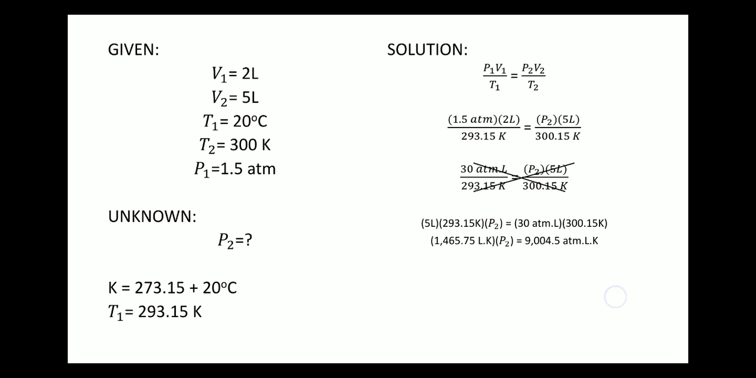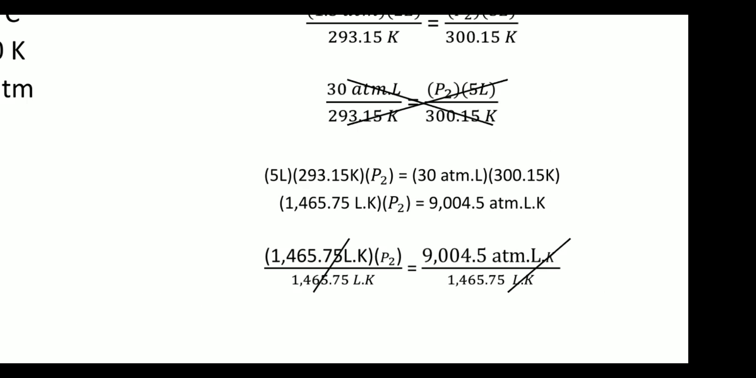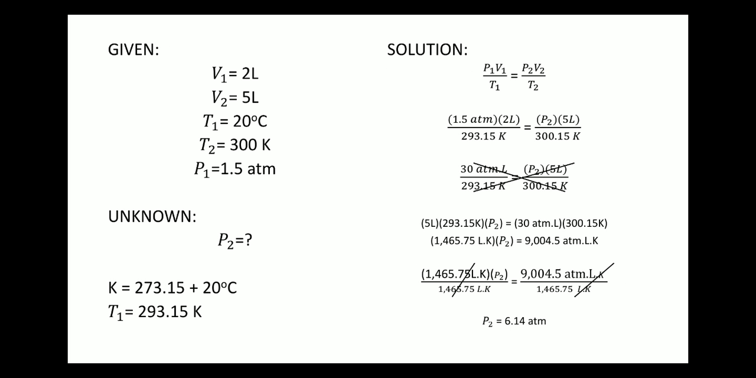Then to find P2, divide both sides by 1,465.75. Cancel. Divide 900 by 1,465.75. Then P2 is equal to 0.61 atmosphere.